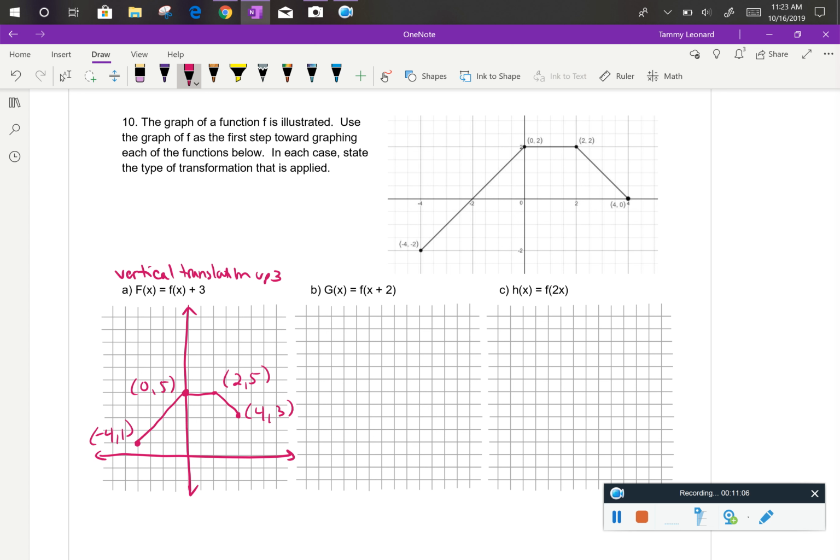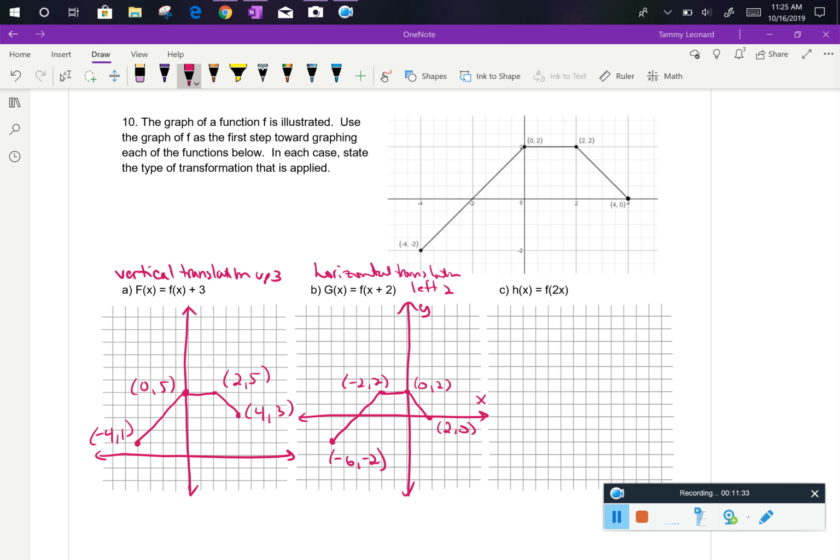Oh, I have to remember how your book does this. All right, so when we have f of x plus 2, this is going to be a horizontal translation, left 2. So every point on that graph is going to be 2 spaces to the left of where it was before. Does that make sense? Do you need me to walk you through each point, or can you just do that and then we'll compare? We're good? We'll do it and then compare? Okay. All right, so when you're ready to compare, go ahead and look up.